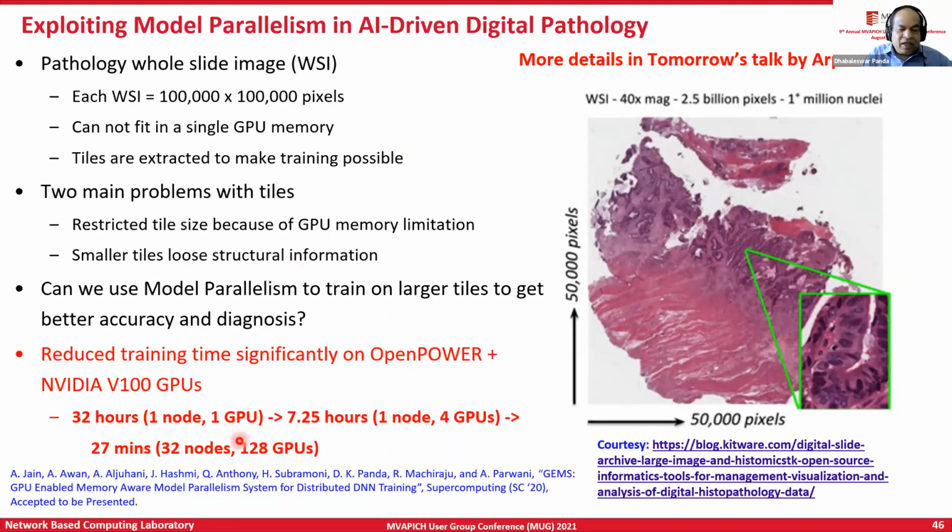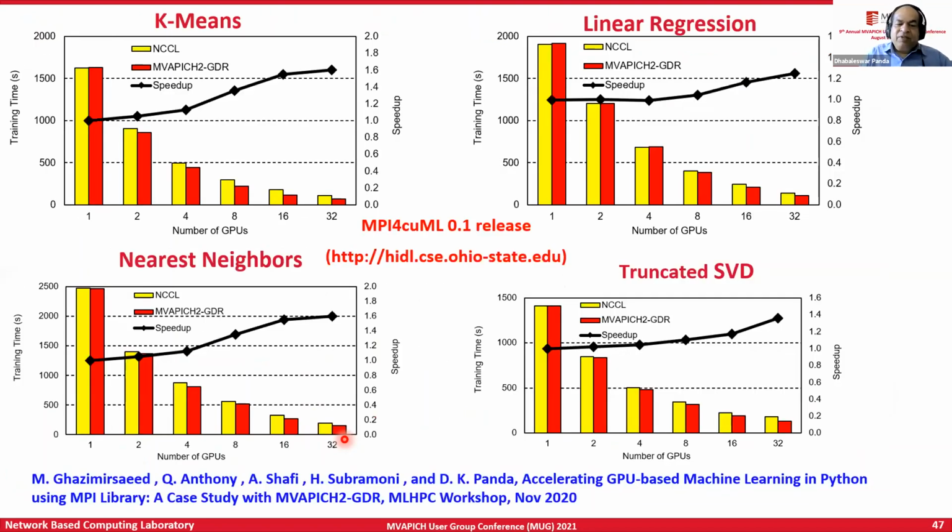When they started in the beginning, they were only able to run their model on a single GPU. It was taking 32 hours. And of course, that was not very productive. We worked with the team using model parallelism and hybrid parallelism. We were able to reduce it to 7.25 hours and then even to 27 minutes using 128 GPUs. This was presented at SC20 last year, and soon you will be seeing this kind of support being available. Similar things we are also trying to do with machine learning.